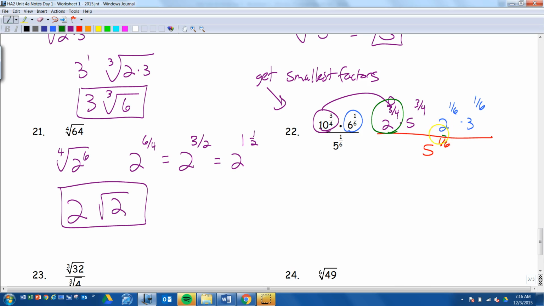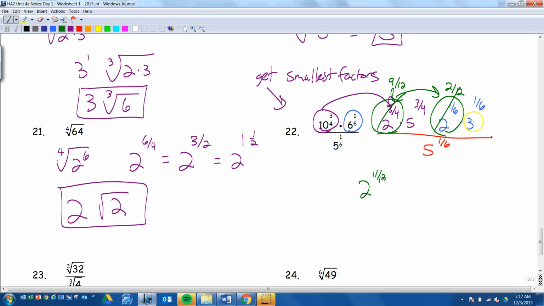2 to the 3/4 and 2 to the 1/6 on top. When you multiply those together, you add the exponents. So I'm going to turn this into 12ths. So this is 2/12, and this is, to get this to a 12, you need to multiply by 3, so this is 9/12. So when I add those together, I get 2 to the 11/12. Alright, so we're done with the 2's now. We've done what we need to do with them.